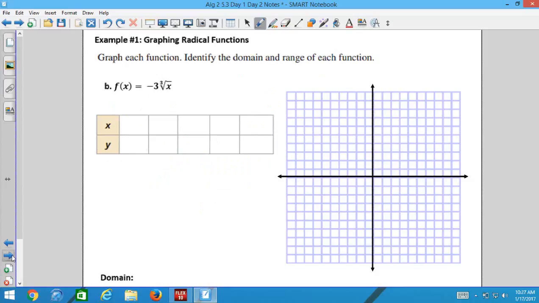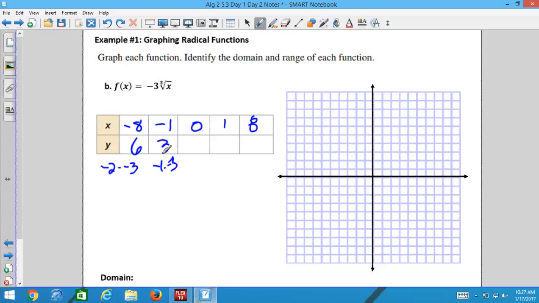You need me to open my homework. This one here, you're doing the cube root of x, and then afterwards you multiply by negative 3. So, what numbers can I take the cube root of? 8, negative 8, negative 1, 0, 8. So this says take the cube root of x, then multiply that answer by negative 3. So the cube root of this is negative 2. Multiply that by negative 3, we get 6. This one is negative 1 times negative 3.